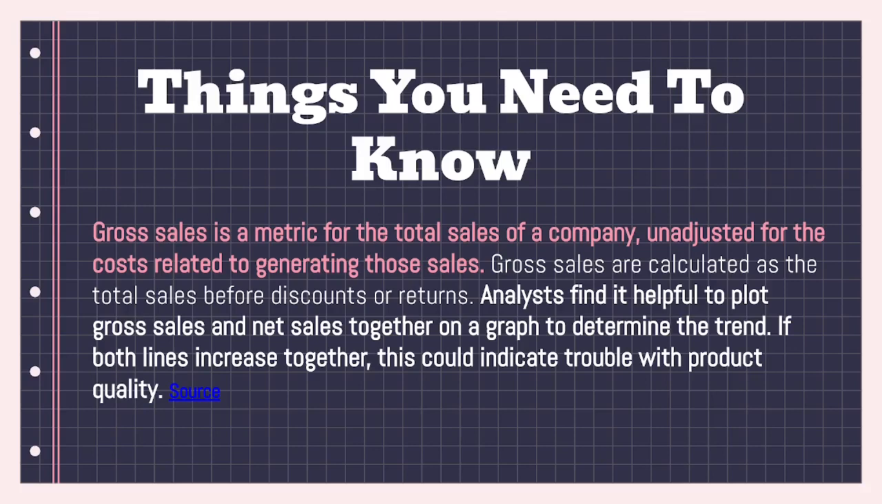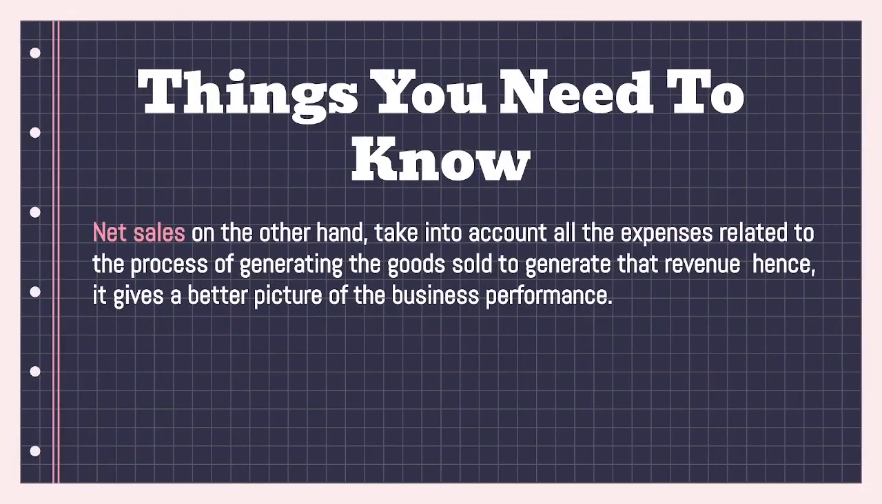Analysts find it helpful to plot gross profit and net profit together to determine different trends. If both lines increase together, this will indicate trouble with the product quality and things like that. I got this from a financial website, and you can click the link right here to access it. Also, things you need to know.